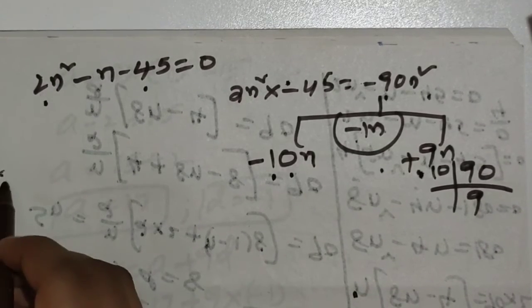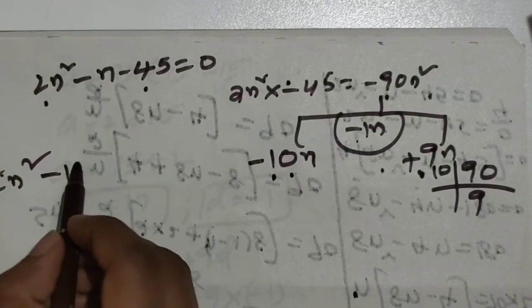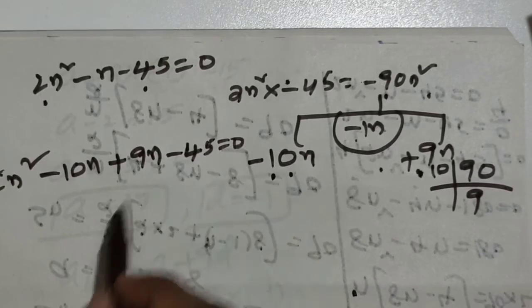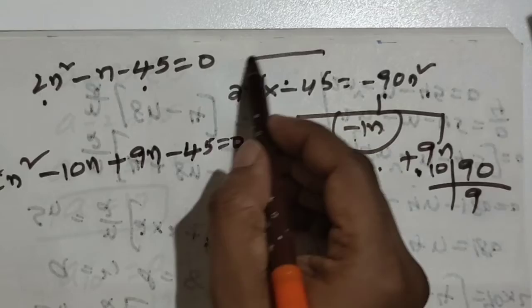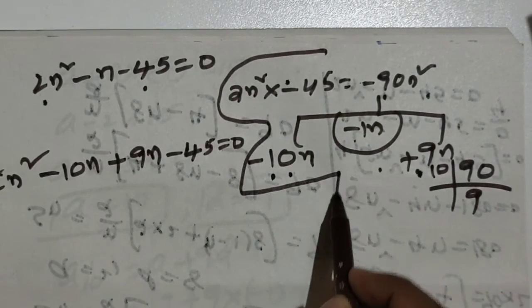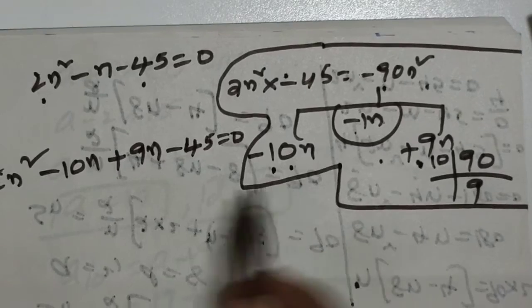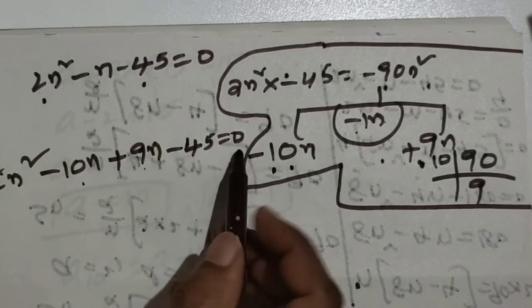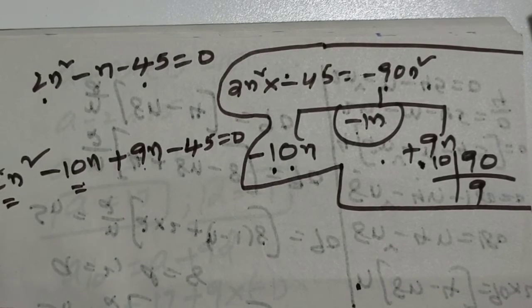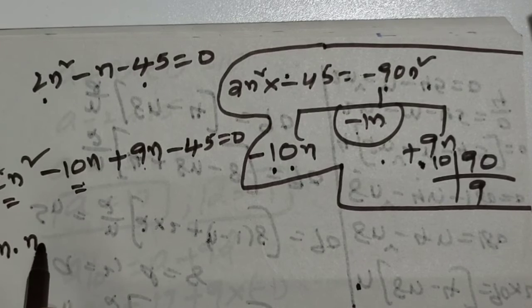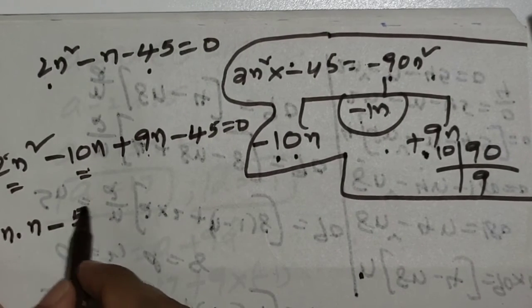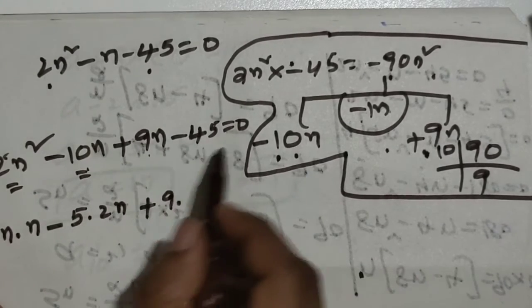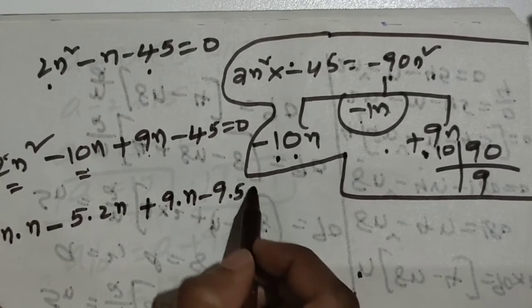So now 2n square, that minus n can be written as minus 10n plus 9n minus 45 is equal to 0. Before going to that, you have to always follow these rough steps and then write the step by step here. So 2n square minus 10n plus 9n minus 45 equal to 0. From these two we can get 2n common, but again you have to write like this: 2n into n minus 5, plus again 9n minus 45, 9 into n minus 9 into 5.